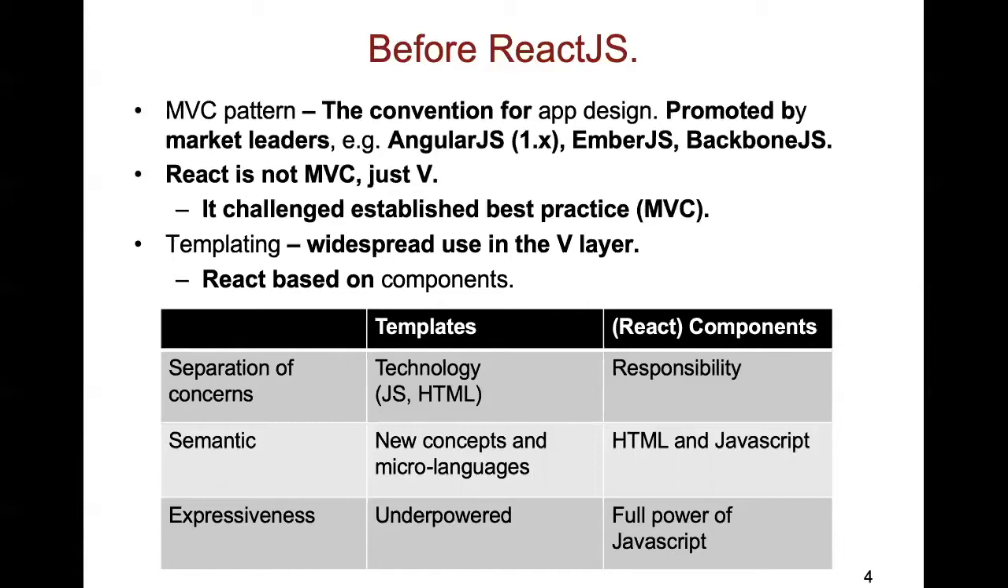By separation of concerns, you've probably heard of this separation of concerns design objective, and with templating you did get separation of concerns, okay, but it was almost in terms of the physical file level. You had HTML files and JavaScript files, so there was separation there, but it was somewhat artificial, or so the React people argued, the React designers argued.